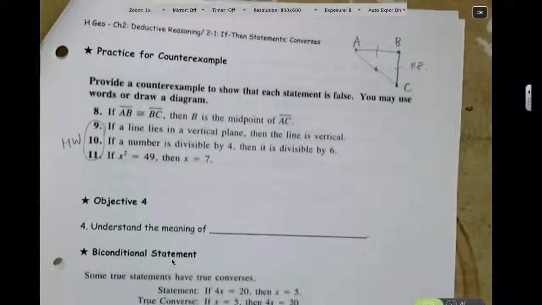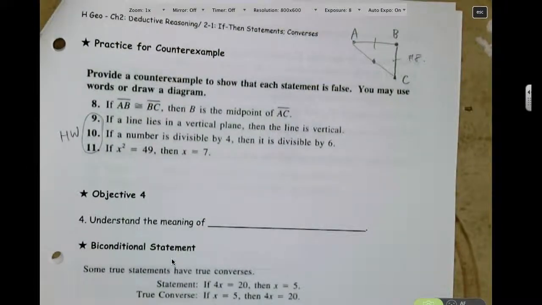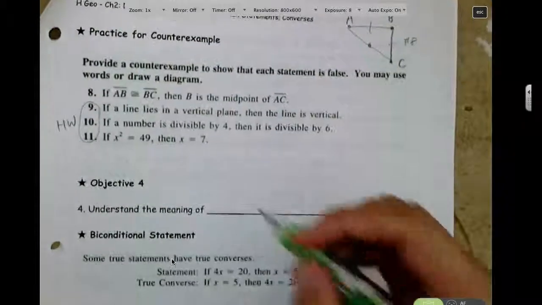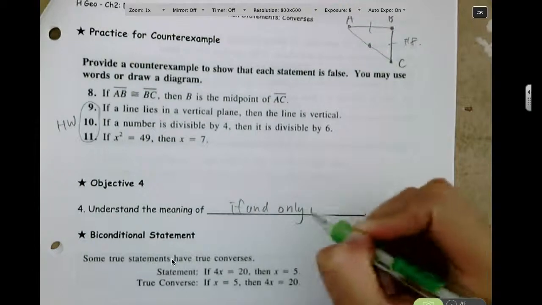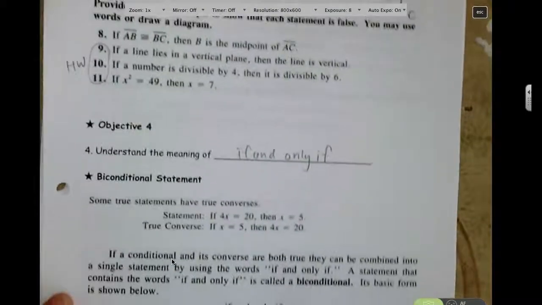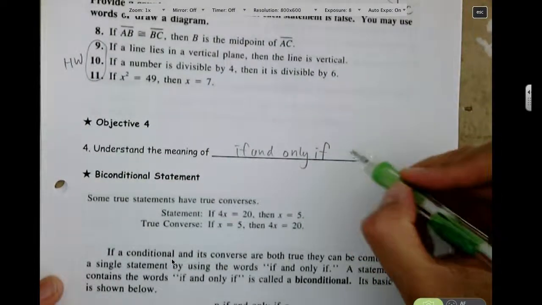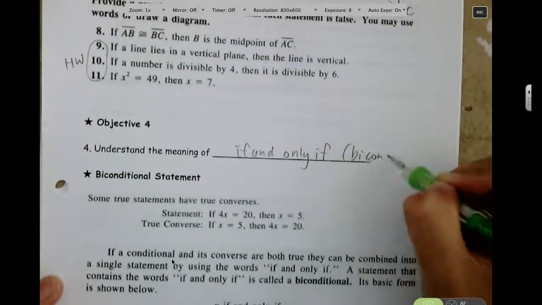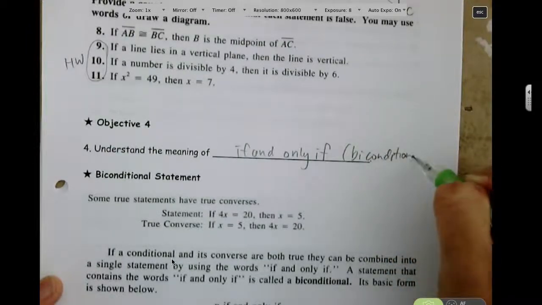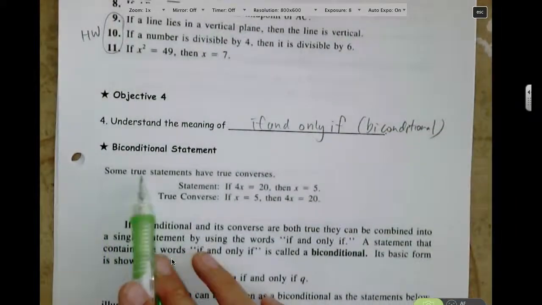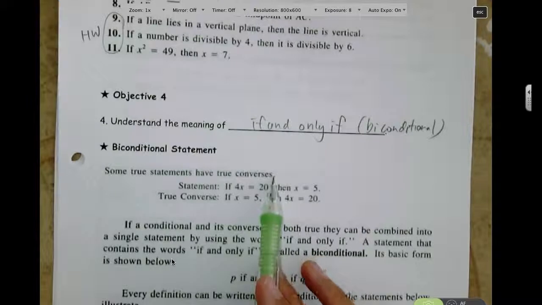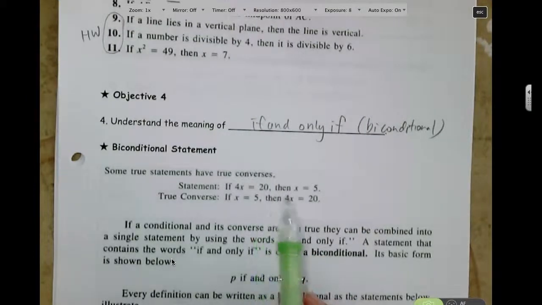Okay, all right, objective number 4 is understand the meaning of if and only if. Okay, if and only if is called biconditional. Biconditional statement. So, some true statements have true converses. You remember the south of Canada? The converse was not true. But some statements have a converse that is also true.